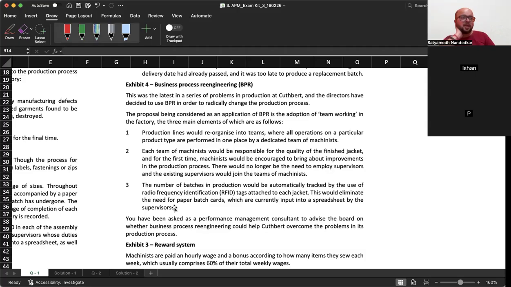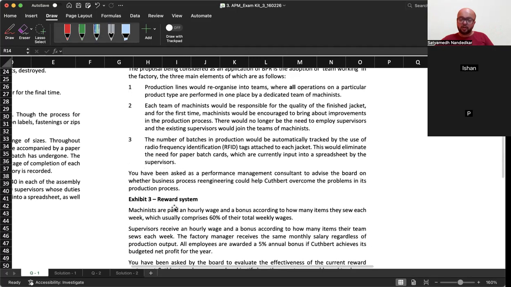यहाँ पे क्या हो रहा है? यहाँ पे what is happening is कि that RFID, which is basically like a detector, like a radio frequency wala detector, it helps to track the position of a particular jacket. This would eliminate the need for paper batch cards that which are currently input into a spreadsheet. So again, you are going electronic here.